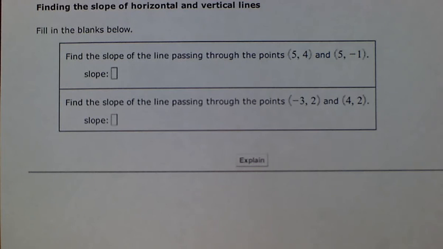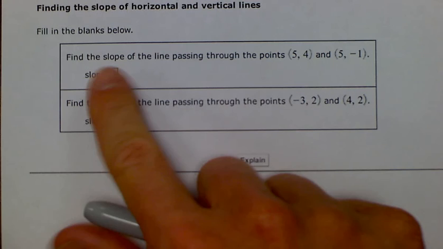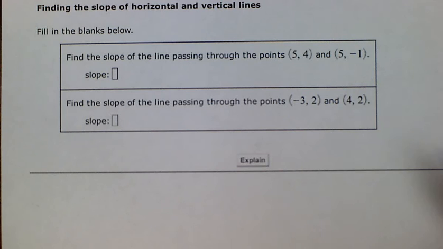So here it's asking us to find the slope of horizontal and vertical lines, and that's a pretty big hint here. We know they're either going to be vertical or horizontal lines. It says find the slope of the line passing through the points. So we could take two different approaches.